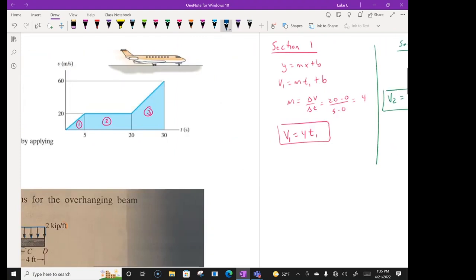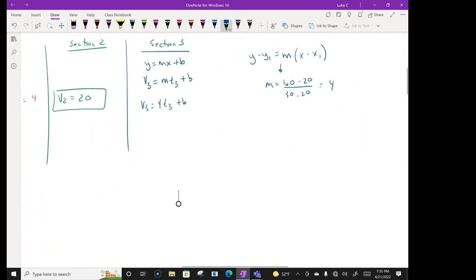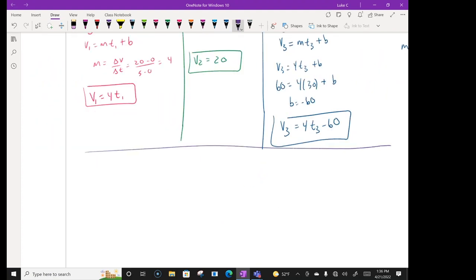Yeah, and then we'll just plug in. So let's plug in 60 and 30. And what's that? 120 negative 60? Same thing. Yep. Cool.